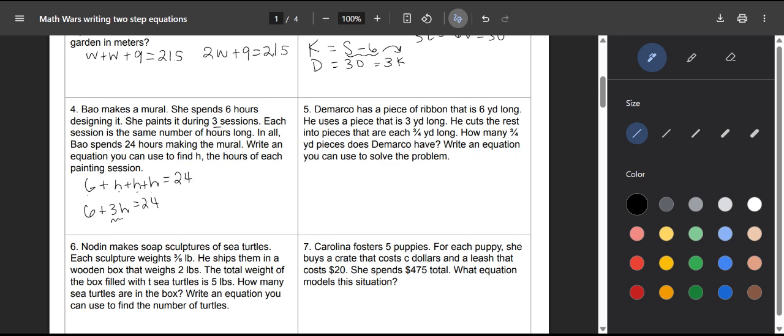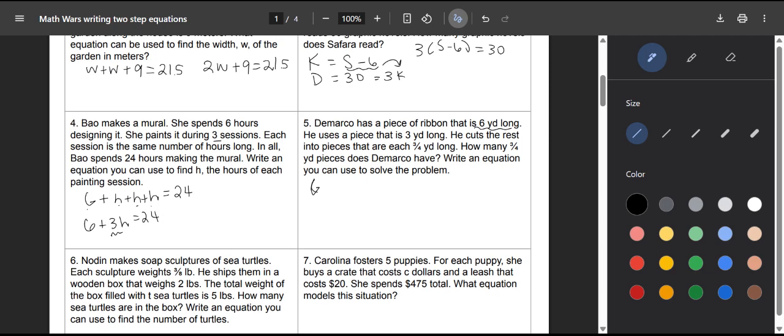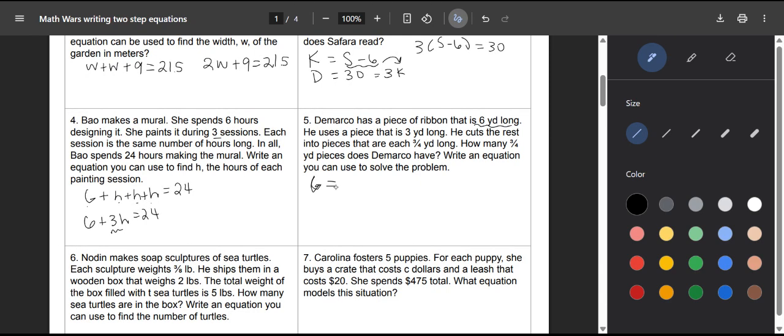I am noticing in this problem that we do have a one-time use thing, and then we have something that happens over and over again. We also have a total. Our total is 6 yards long. So we're going to say 6 equals, and then the one-time thing is that 3 yards that he uses, right? So he uses 3 yards in one go. And then he uses 3/4 of a yard and 3/4 of a yard and 3/4 of a yard over and over again until he runs out.